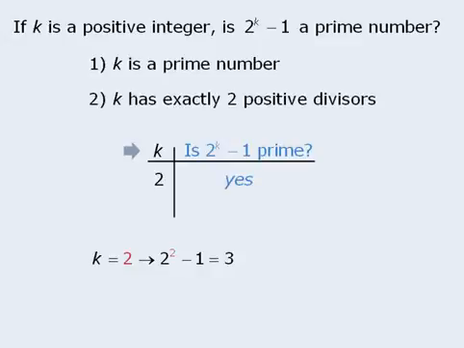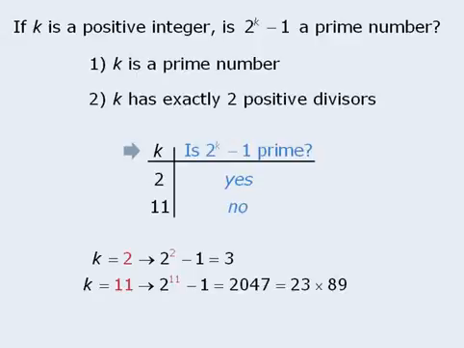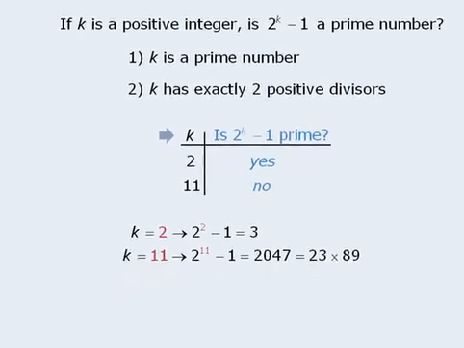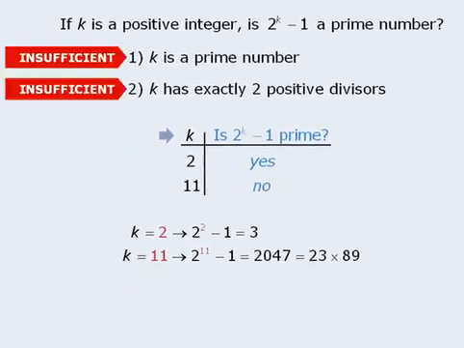Now if k must be prime, k could also equal 11. If k equals 11, then 2^k - 1 will equal 2047. Now 2047 is not prime since it is equal to 23 times 89. So when k equals 11, the answer to the target question is no. Since we are unable to determine whether or not 2^k - 1 is prime, the two statements must be insufficient, which means the correct answer here is E.